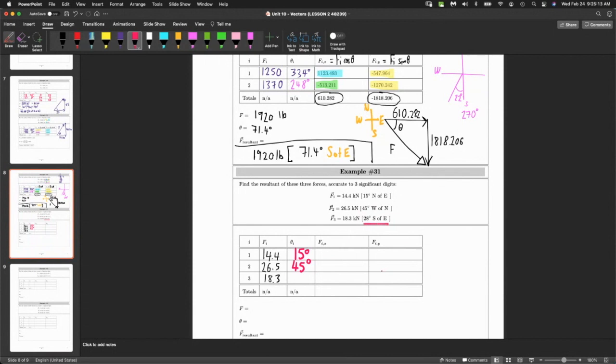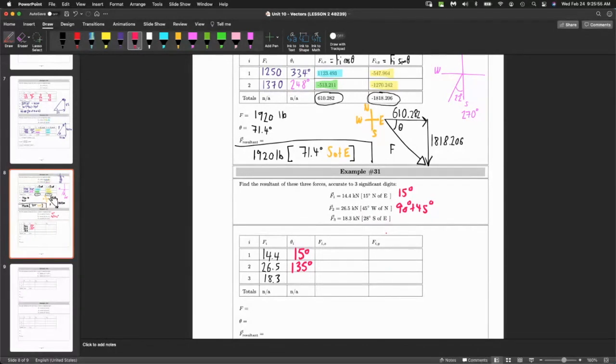28 south of east. Sorry, this is 135. My apologies. Anybody else in the chat? What is the angle for the last one here between 0 and 360? 28 degrees south of east.